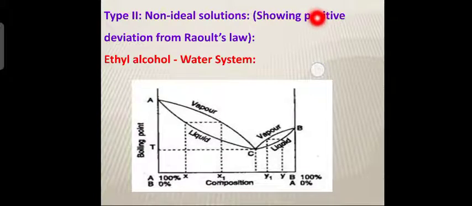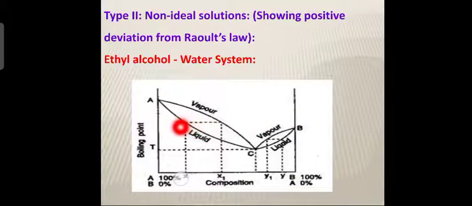Type 2 solutions. Now what are type 2 solutions? These are the non-ideal solutions showing positive deviation from Raoult's law. What is an example? Ethyl alcohol and water system. Now boiling point is plotted along the y-axis, composition is plotted along the x-axis. You can see here this point will give you the boiling point for this composition. This is the composition for 100% A and 0% B, and this is the point where you have 0% A and 100% B.